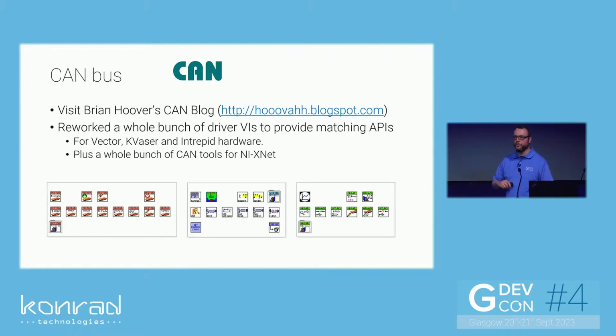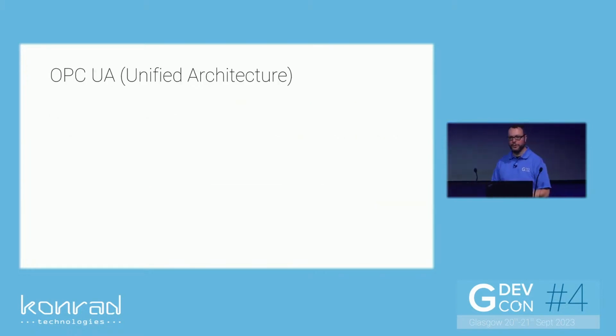He's reworked a whole bunch of drivers. Vector produced drivers that were basically wrappers for their DLL, and they didn't do a great job, so he decided to rewrite them. And same again for Quasar and Intrepid. So he's released these on his blog: a whole bunch of CAN tools that are all compatible with XNet. So you can actually interface and swap in and out of them. They've got a similar API. Really good job, totally free. Just go ahead and download those. I don't think there's any question. So CAN, pretty good.